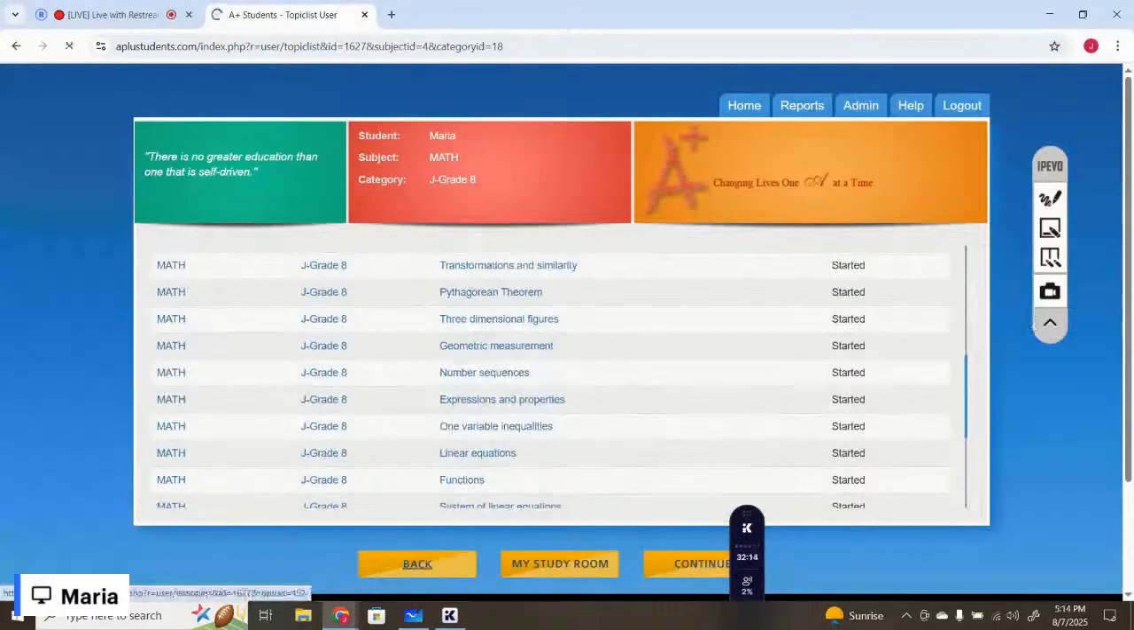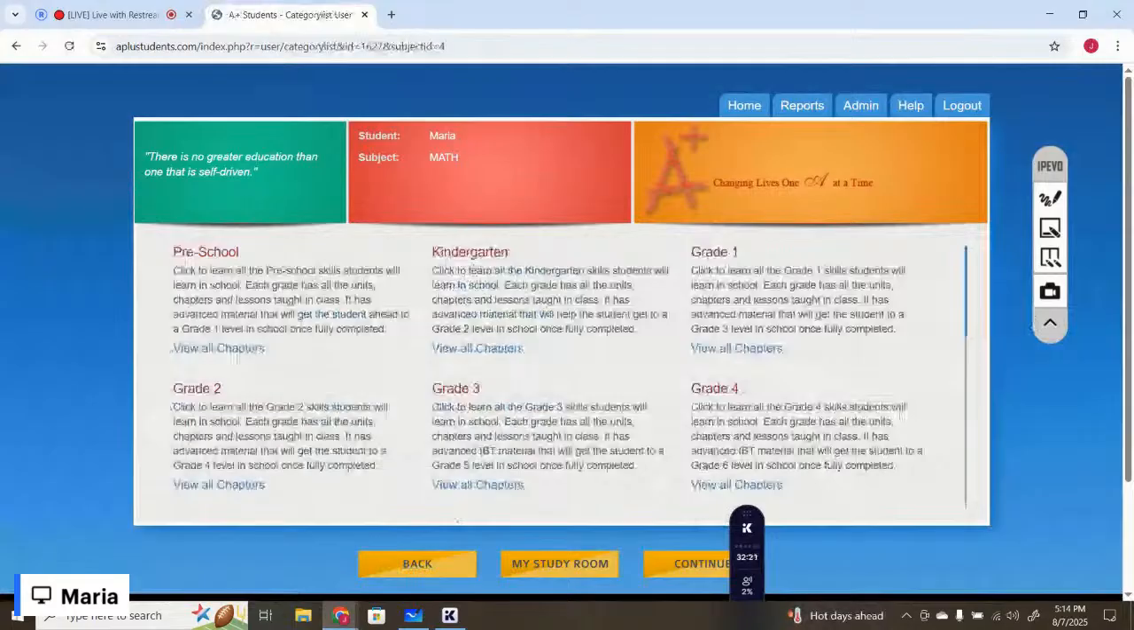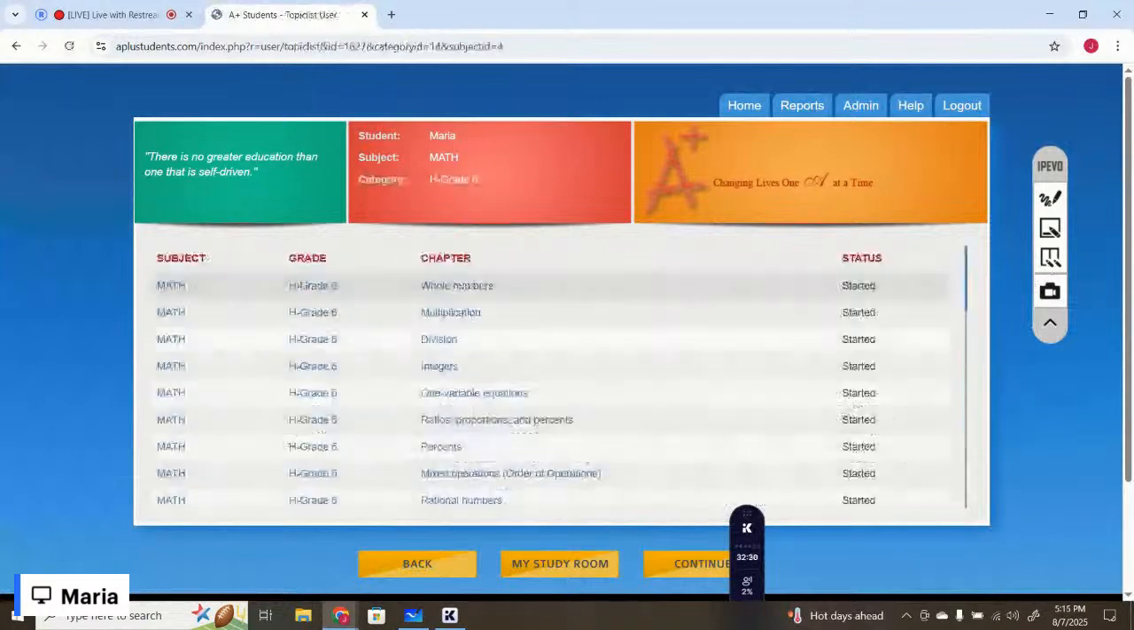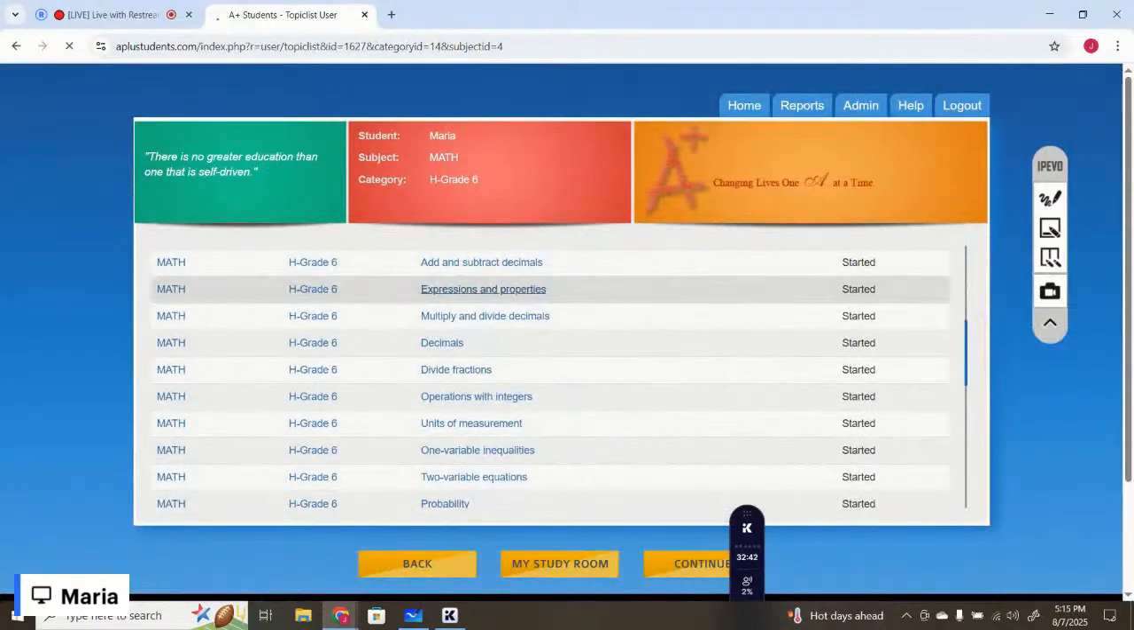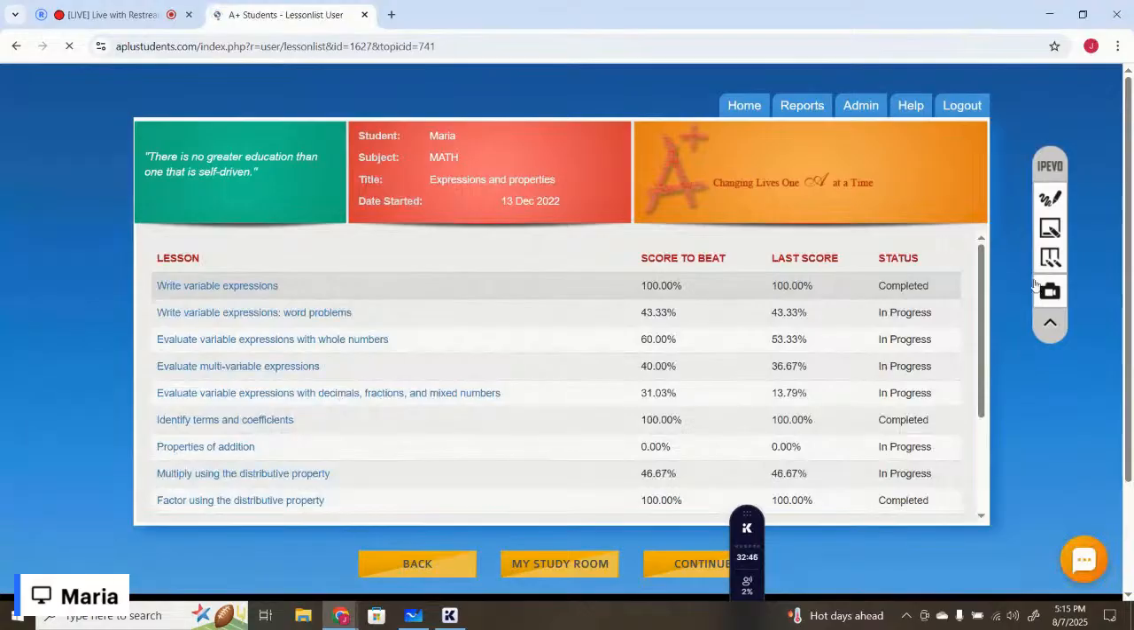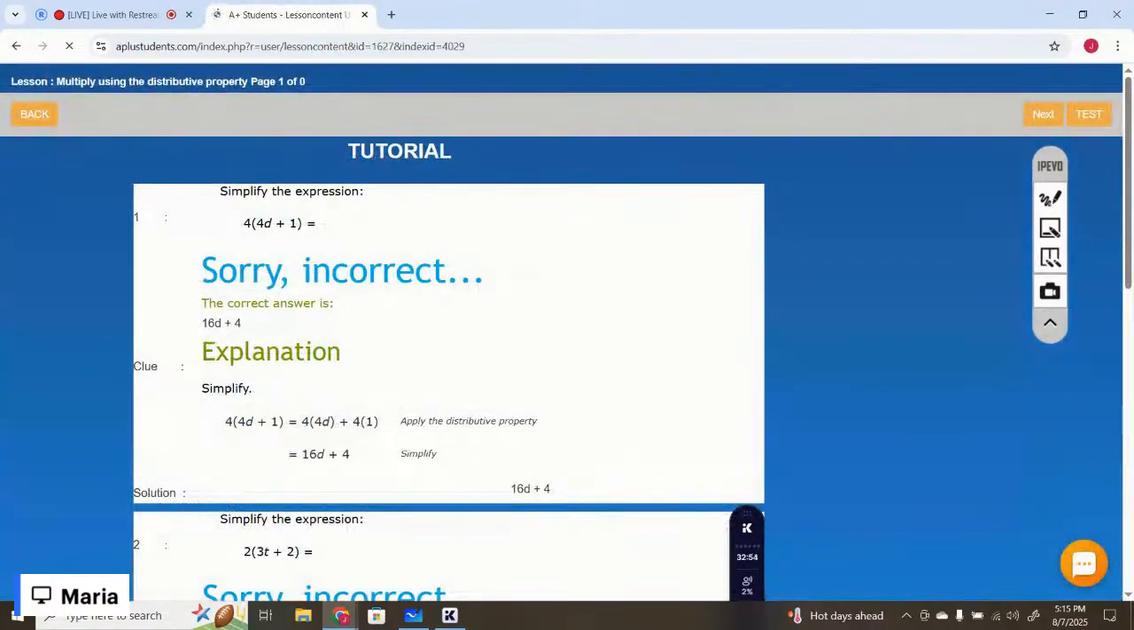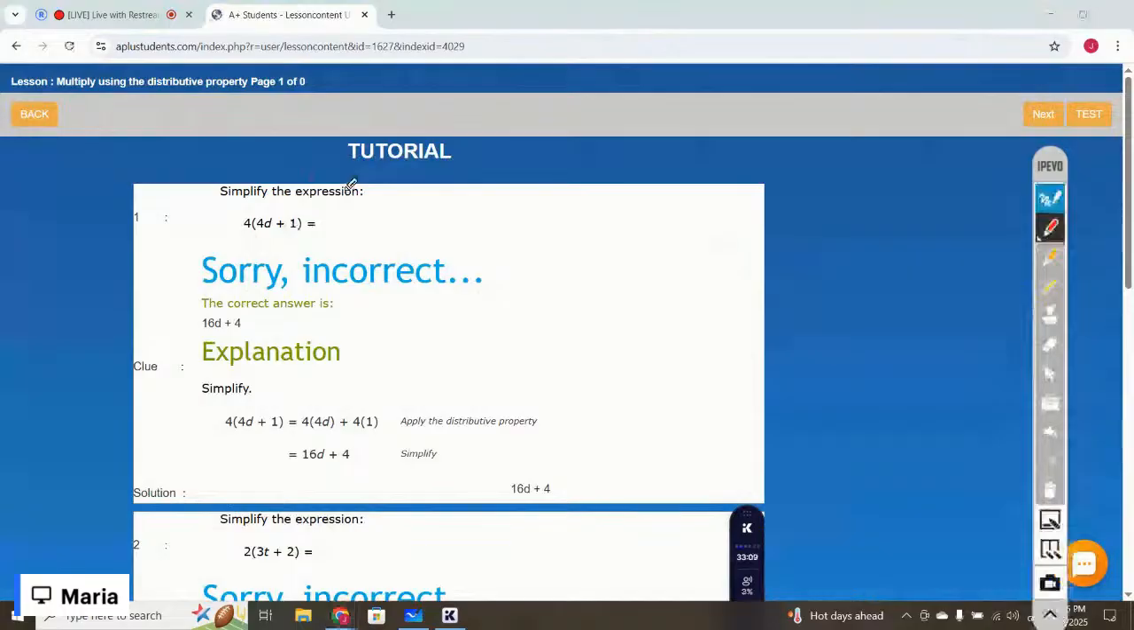Oh, that was grade 6, not grade actually. Okay, simplify 4 times 4d plus 1. So you have to apply the distributive property, apply the 4 with 4d and the 4 with 1. So 4 times 4d plus 4.